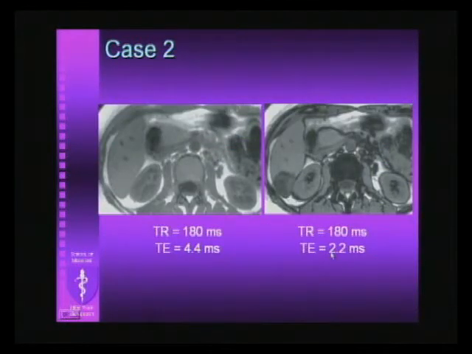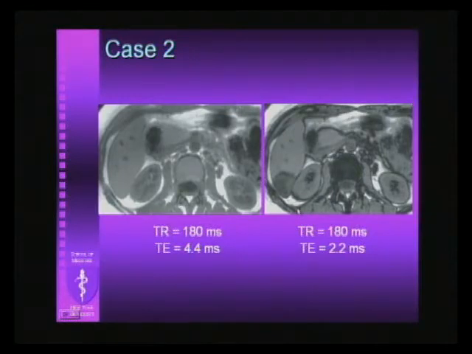Now let's move on to the next case. Here's a different patient now with the right lobe of the liver, and now we're looking at T1 weighted gradient echo images at 2 echo times, an in phase at an echo time of 4.4 milliseconds, and an out of phase at an echo time of 2.2 milliseconds. This is at 1.5 Tesla. And we can see that on the in phase, it's very difficult to see, but there is a subtle lesion here that is much more apparent on the out of phase acquisition.